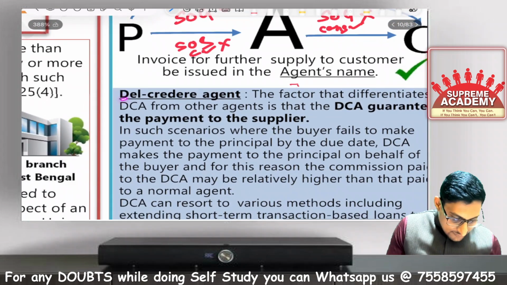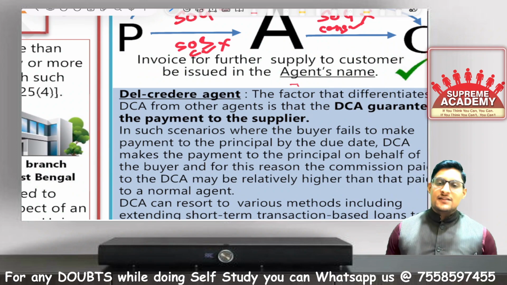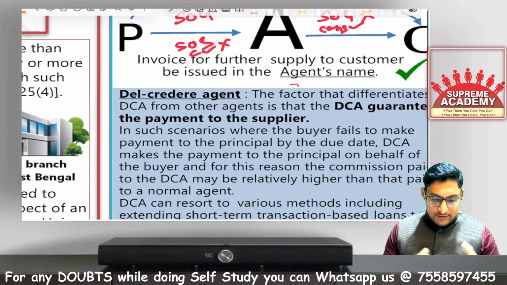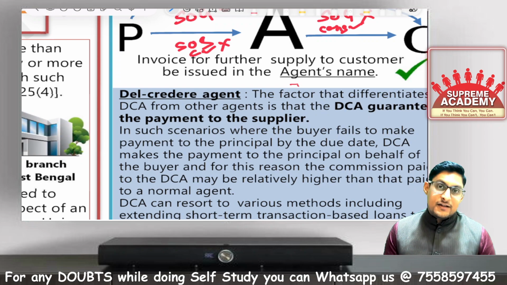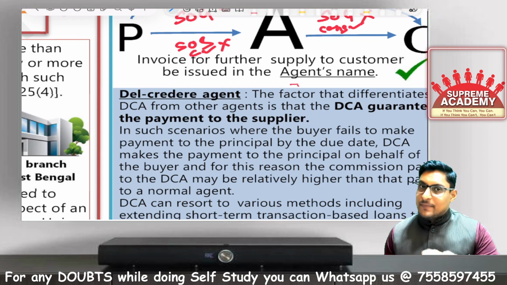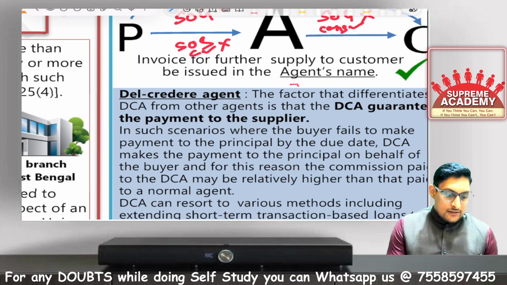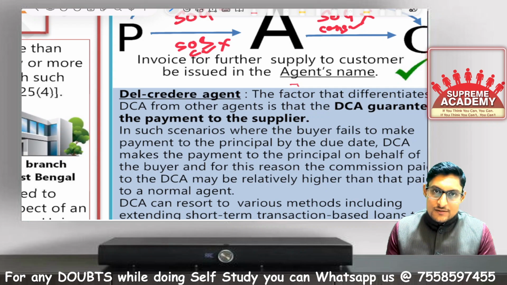Now, next concept, del credit agent. A del credit agent is that agent who guarantees the payment. Say for example, the principal wants to make a supply. He wants to sell the goods. Now he tells the agent, please sell the goods. Now the agent goes to the buyer and the customer says that I do not have money right now. I will purchase your goods, but I will pay you 2 months later. When the agent tells this to the principal, the principal says, no, I cannot wait for 2 months. I need my money today.